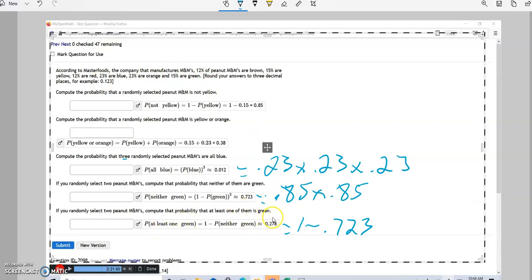At least one of them is green, okay? Well, think of it this way. The probability at least one is 1 minus the probability of none, okay, for anything. Probability at least one is 1 minus the probability of none. Well, the probability of none is 0.723, so the probability of at least one is 1 minus 0.723, okay?